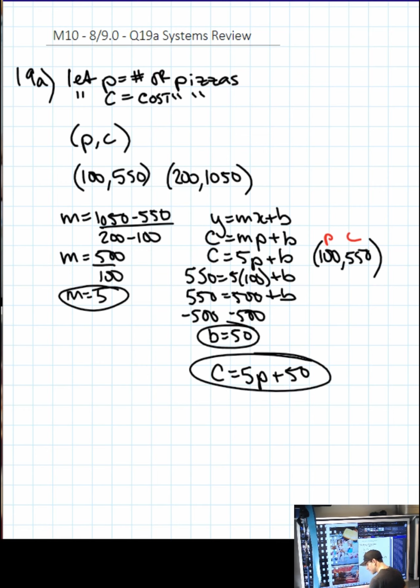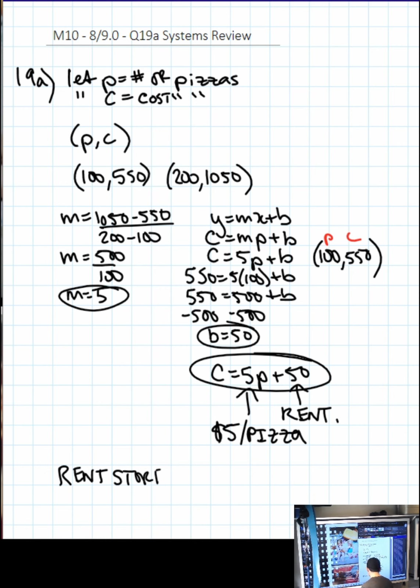So, find the cost to rent the store for the day. Well, if we have a charge of $5 per pizza, then our cost of renting the store will be $50. So rent store equals $50. So that is a classic 2-point question.